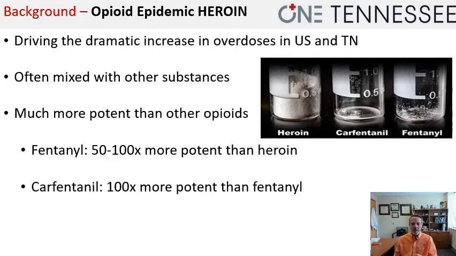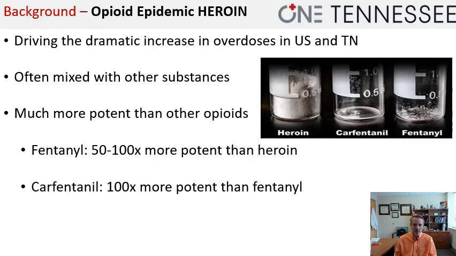So you can see there, that's a lethal dose of heroin. On the far right, that's a lethal dose of fentanyl. And in the middle, you can barely see anything in that vial. That's a lethal dose of carfentanil. So fentanyl is 50 to 100 times more potent than heroin, and carfentanil is 100 times more potent than fentanyl.